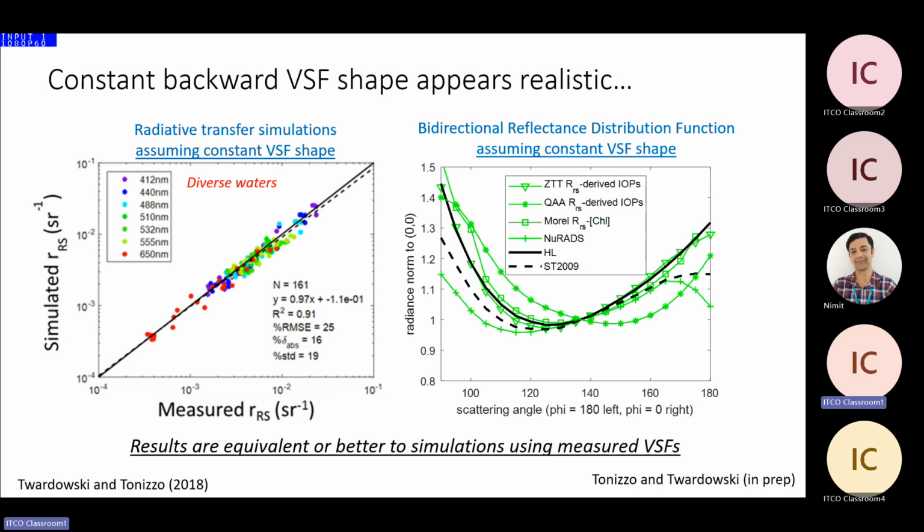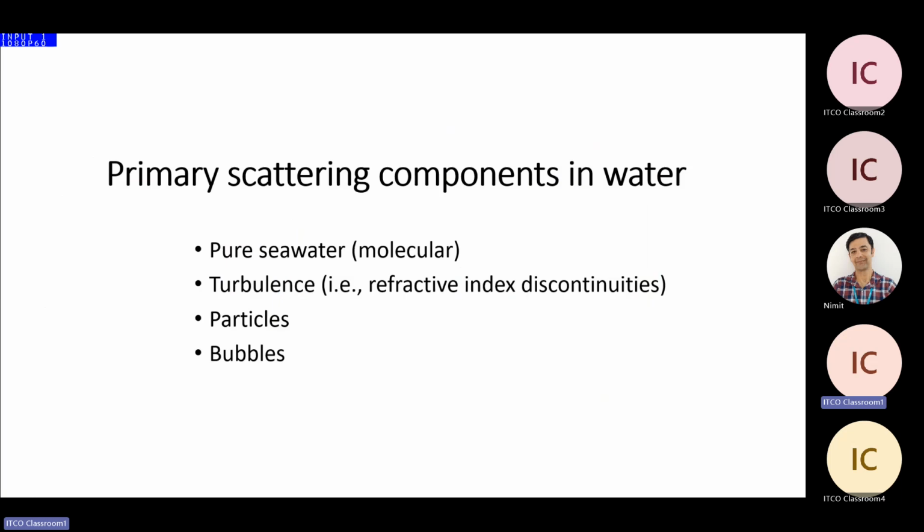So what I'm trying to say here is there's just good evidence that a constant shape in the backward direction is likely quite valid in the vast majority of the ocean. Even in places like Lake Erie, with massive blooms, we still see that same shape, and that's included in the data that I showed before.